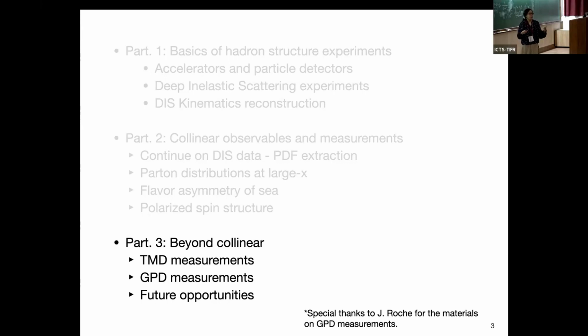And as you have heard from the previous lecture, there are two types of measurement. One is the TMD measurement, and the other one is the GPD measurement. So we'll discuss some of the recent results from TMD and GPD, and then we will conclude by looking at what other opportunities there are before we have the EIC.